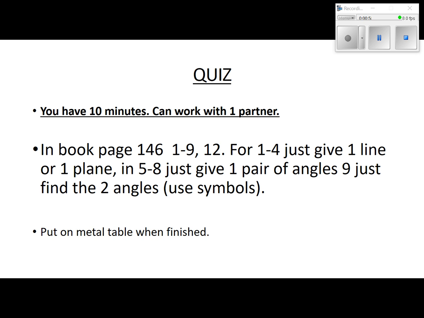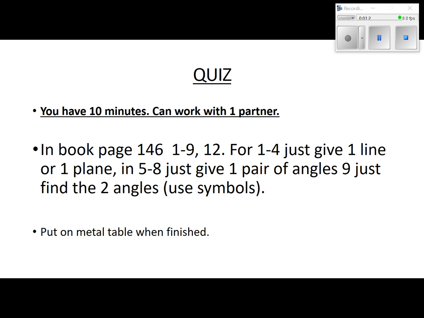On questions 5 through 8, just give one pair of angles. So it asks for like the corresponding angles. Just tell me angle 2 and angle 7. Don't tell me all the pairs. Okay? One pair. That's all I want. And on number 9, just find the two angles. You don't have to explain to me how you found the two angles. Just find the measures of the two angles.